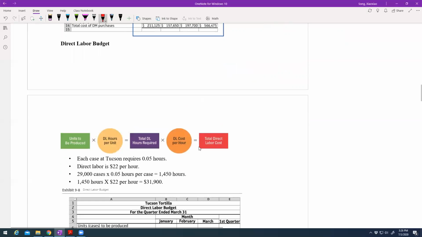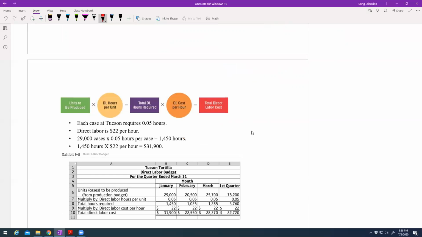For the direct labor budget, it's easier. Basically we found out how many units we need to produce, and then times the hours for each unit. That gives our total hours we need, and then times the salary, how much we pay our employee for each hour. You get the direct labor cost, right?